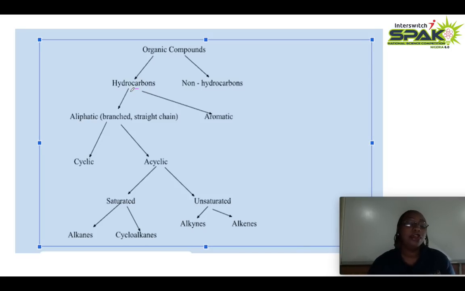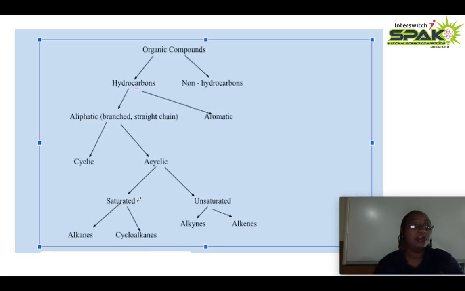Under the hydrocarbons, we have aliphatic, which could either be branched or straight chain, and we have aromatic, that's the likes of benzene, toluene. Then under aliphatic, we have cyclic, and we also have acyclic. Cyclic could be cyclopropane, cyclobutane; acyclic are straight chains. Then acyclic can be split into two: saturated and unsaturated compounds.